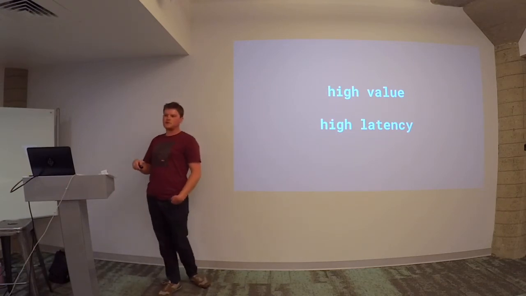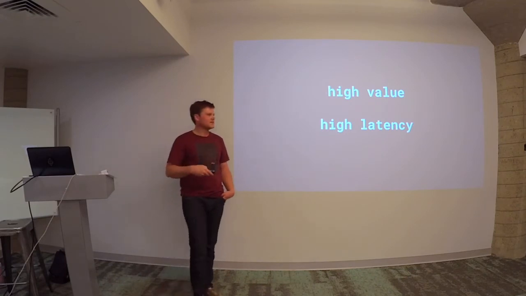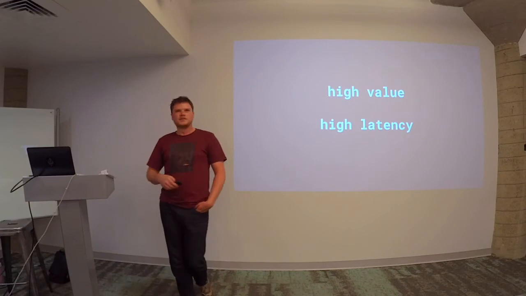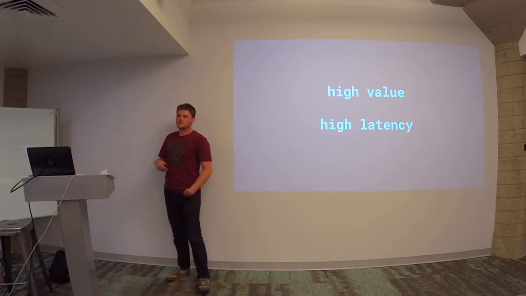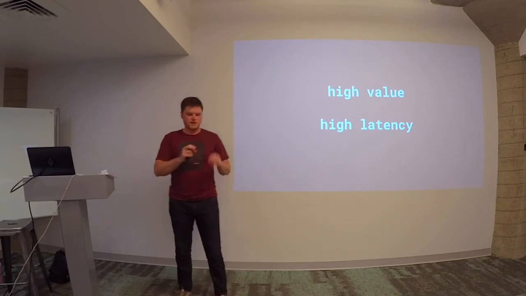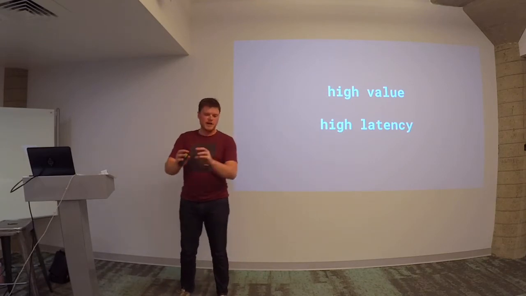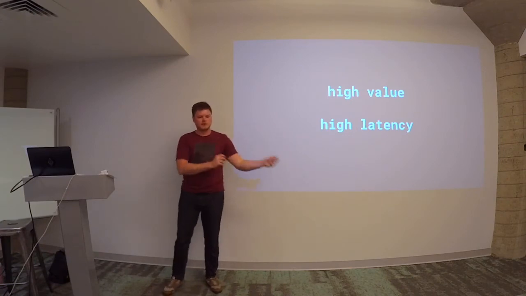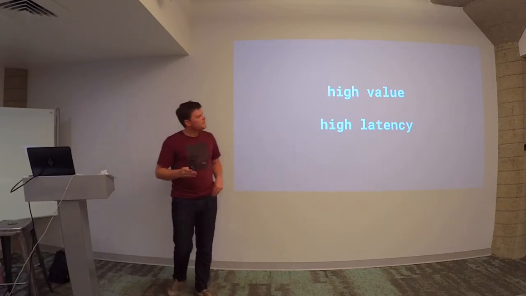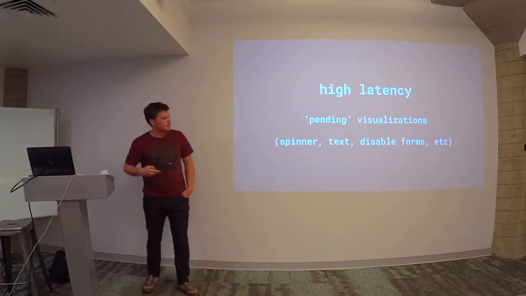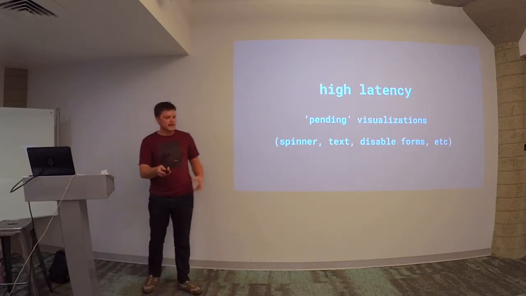In the case of Bitcoin, like 10 to 60 minute latency. In the case of Ethereum, 10 to 20 second latency. So that creates a lot of interesting problems for user experience. That's why you use loading spinners and pending, and people are going to be waiting around until this technology gets better. With the high latency, like I just said, use spinners and let the user know.